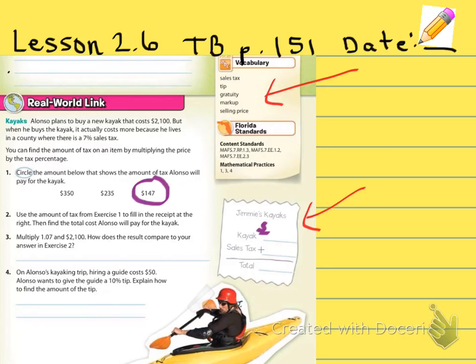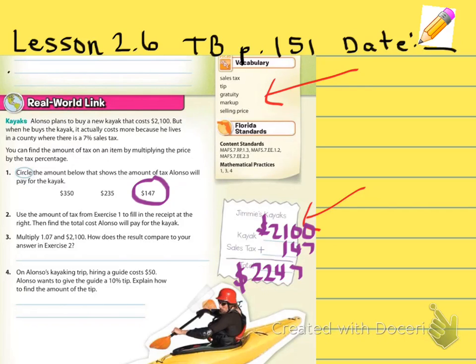So that would be $2,100 plus $147. So when you add that up, you get a total of $2,247 as the total cost of the kayak plus the sales tax.